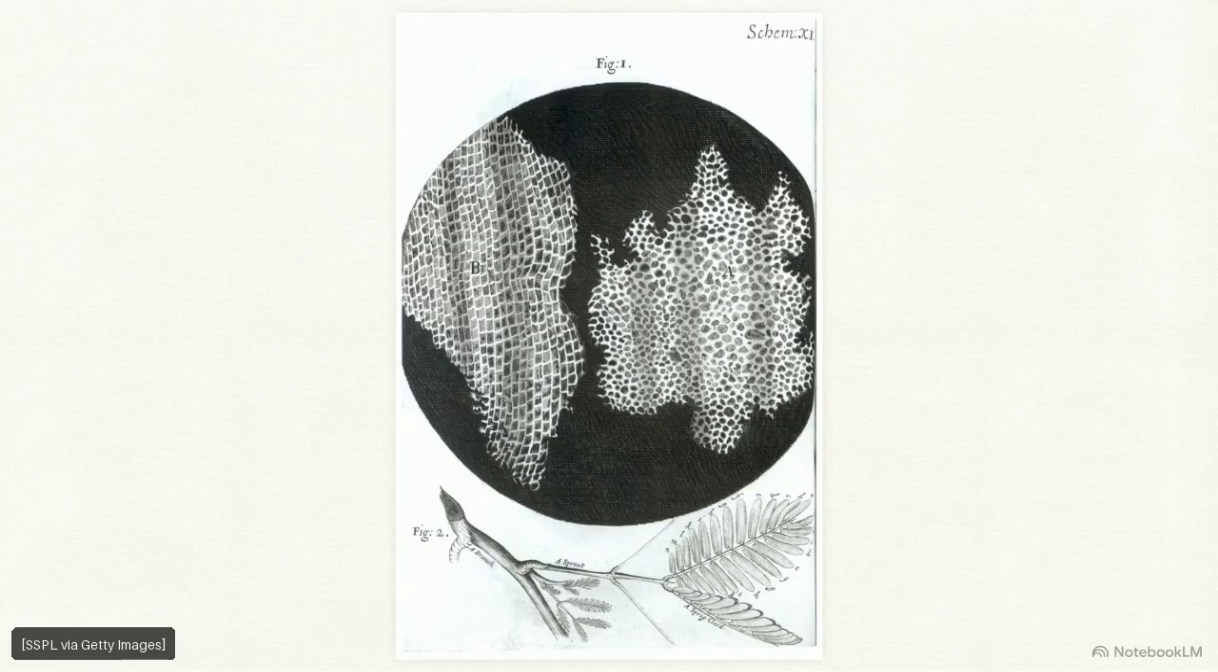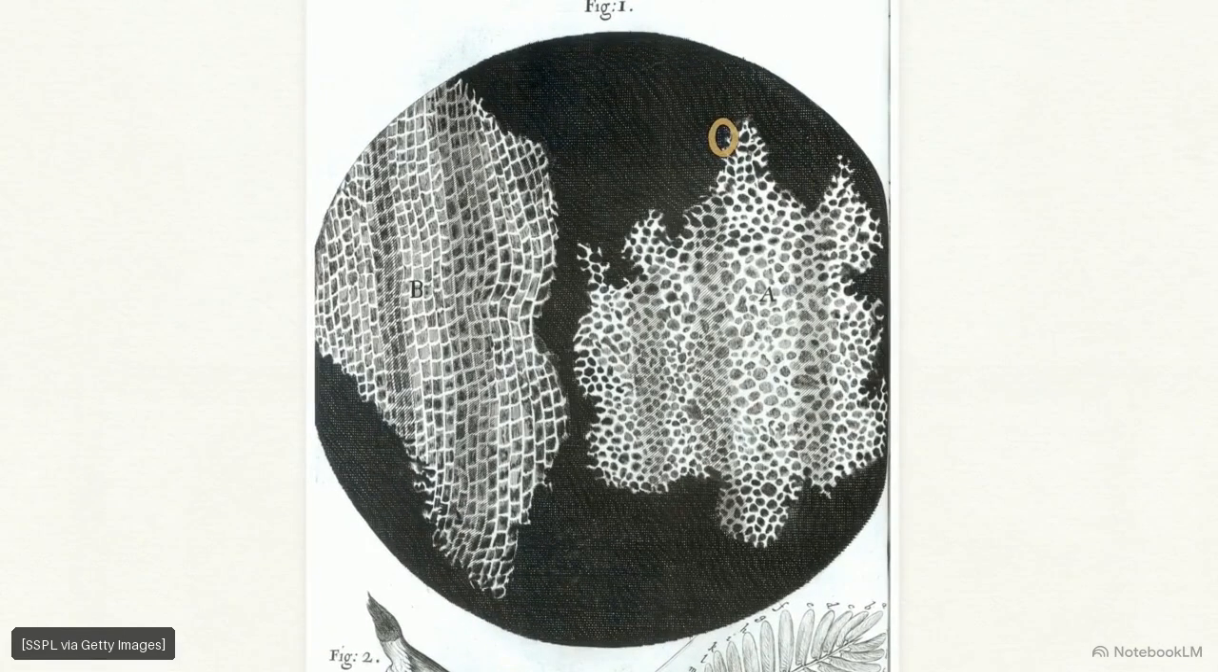In 1665, an English scientist named Robert Hooke used early lenses to examine a thin slice of dead cork. He documented these repeating, honeycomb-like compartments. Because they reminded him of the sparse rooms where monks lived, he named them cells.